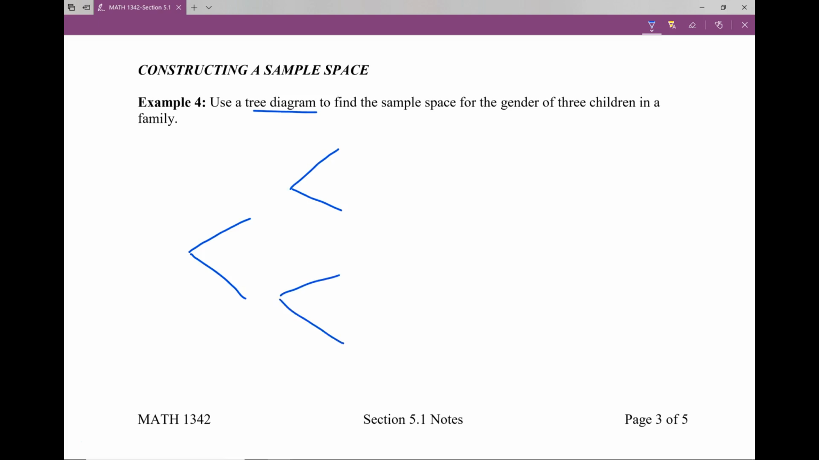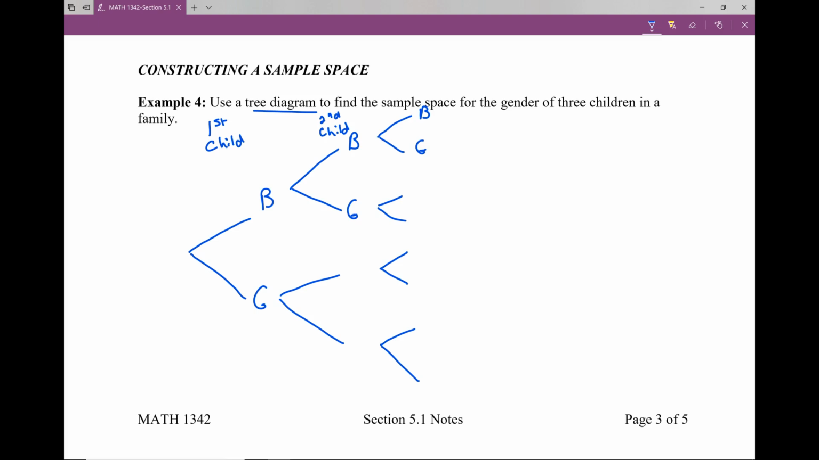Okay, so let's think about, this is the first child. Here's our second child. And then we're going to branch off from there for the third child. Now you'll notice I'm drawing 2 lines because what are the possible outcomes for the first child? Well, it's a boy or it's a girl. The second child, if I got a boy the first time, doesn't matter because I could still get a boy or a girl the second time. And same thing with the third child.